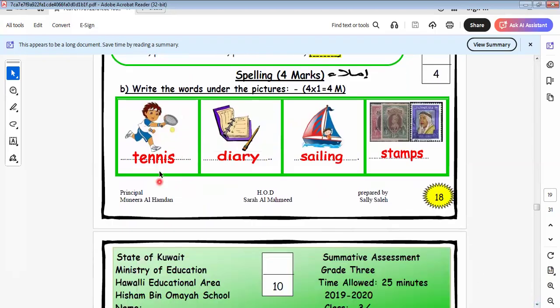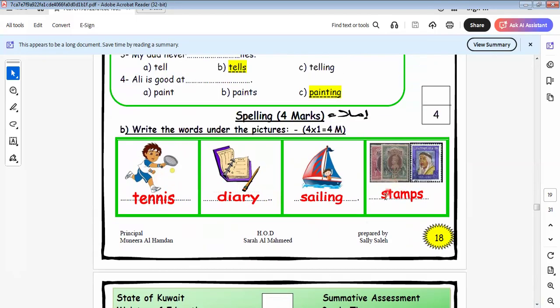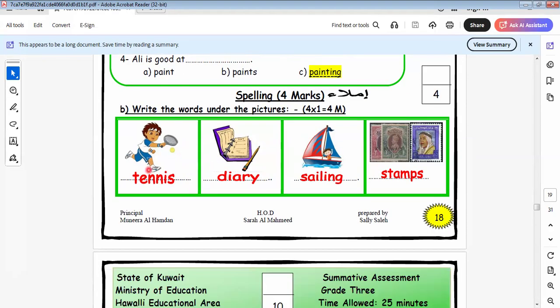Here we have tennis, diary, sailing, stamps. In the exam, we have these pictures, and you must know them. If you keep the vocab, it's easy to answer. Here I see this picture and I think that is tennis. I think this is diary, it's sailing, it's stamps. So if we keep the vocab that we learned during the lesson carefully, we can answer this question in a correct way.